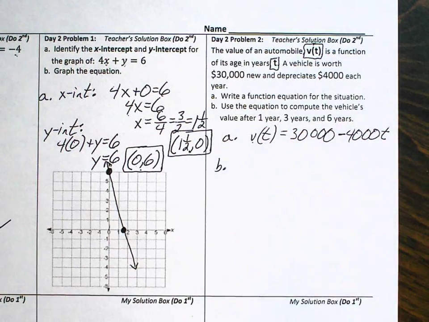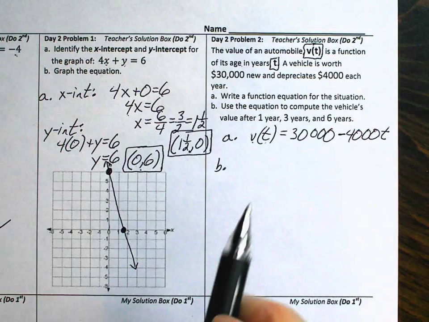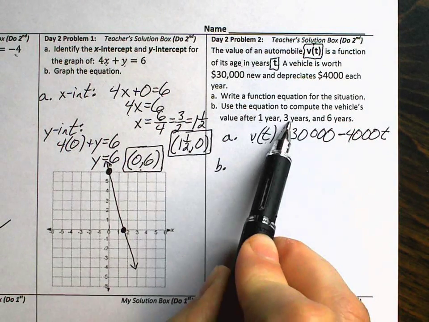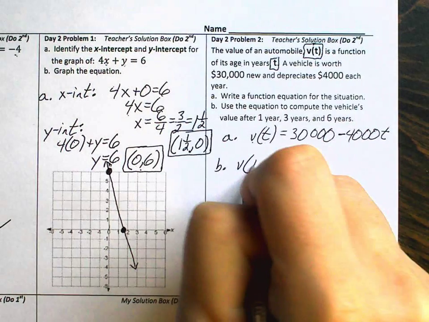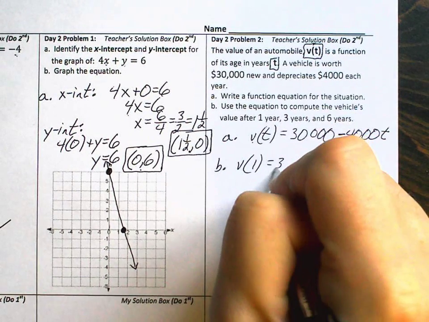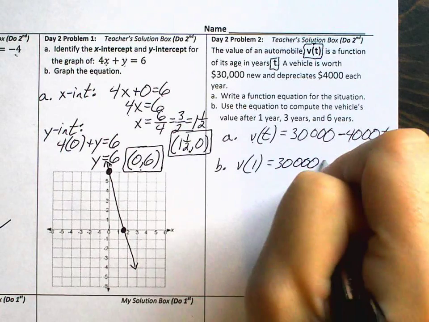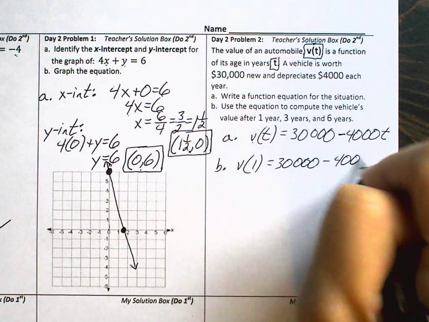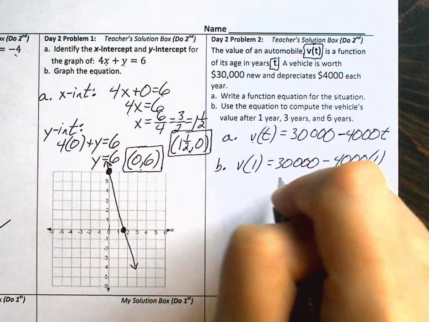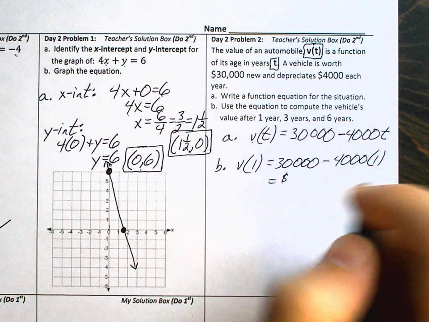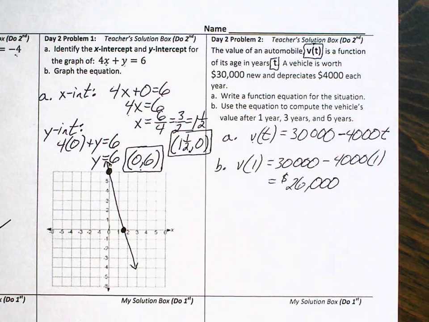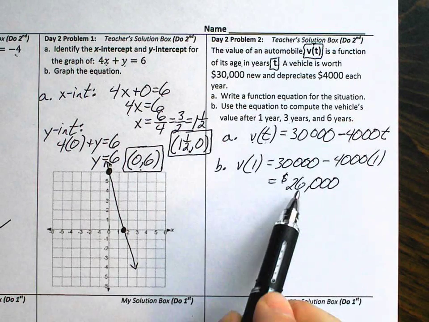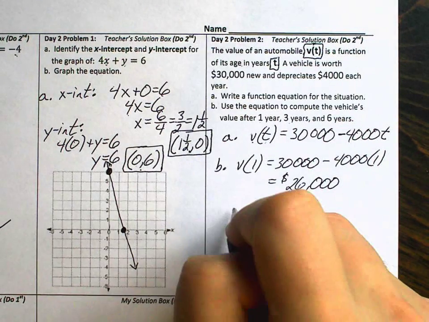Then in part B, we can use that function equation to find the values for these three instances. So first, V of 1, 30,000, subtract 4,000 times 1. That is $26,000. A vehicle that is 1 year old is still worth $26,000.